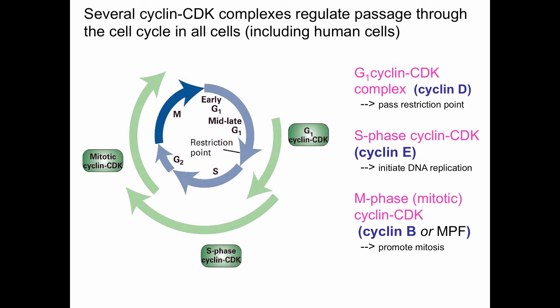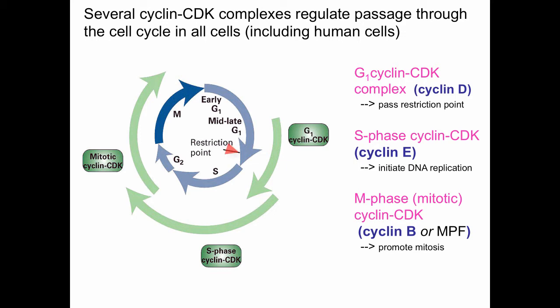Come to understand that there are several cyclin-dependent kinases that regulate passage through the cell cycle in all cells, and this would include human cells. This slide is a little bit of an oversimplification, but it has the main points that I would want you to worry about for our course. We can talk about a G1 cyclin-dependent kinase complex. The cyclin would be cyclin D, and that causes cells to pass a restriction point. And you might think of this, if you want, as the start of the cell cycle.